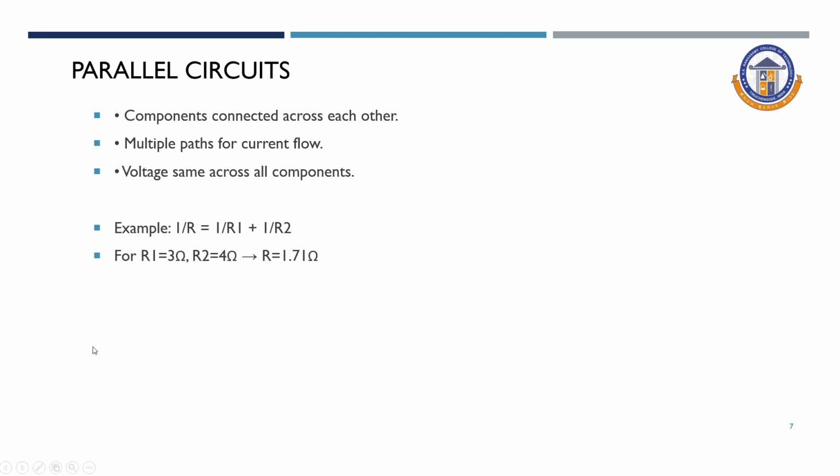So we have an example here: R1 equals 3 ohm, R2 equals 4 ohm, and R is 1.7 ohm. How does it come? 1 by R is equal to 1 by 3 plus 1 by 4. If you simplify and take R, you will get 1.7 ohm. Otherwise, you can use the formula for two resistors connected in parallel: R is equal to R1 into R2 divided by R1 plus R2. So 3 into 4, 12, divided by 7, you will get 1.7 ohm.